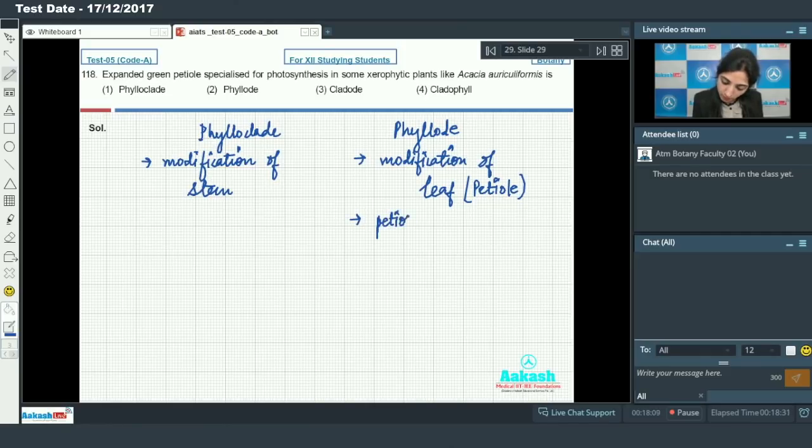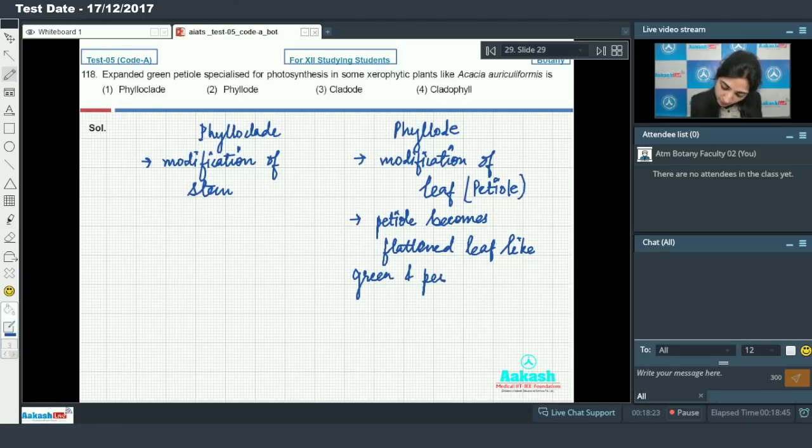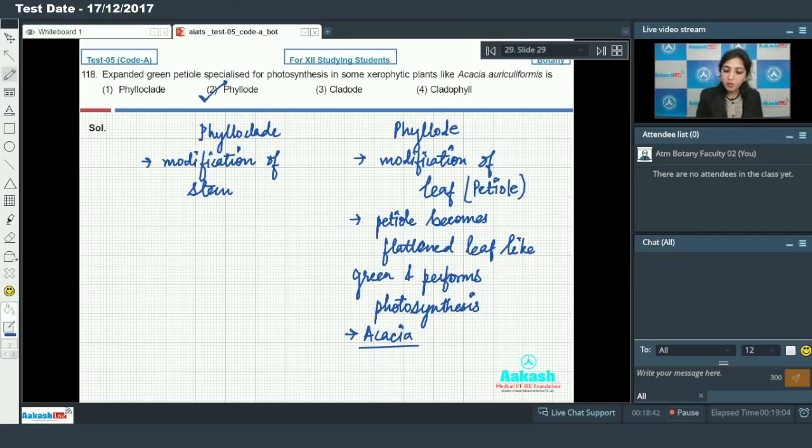Petiole becomes flattened, leaf-like, green and performs photosynthesis. Okay, and this is seen in acacia. So by this, the answer to this question is phyllodes.